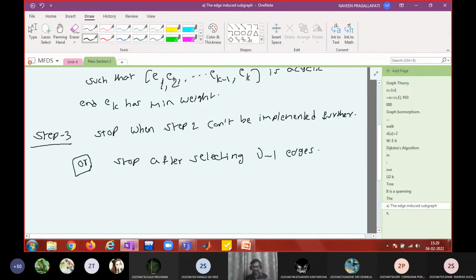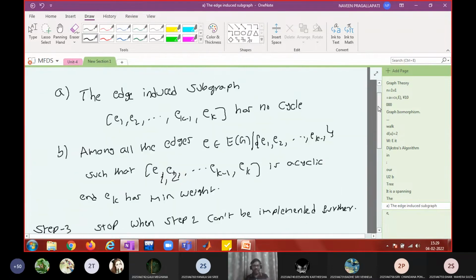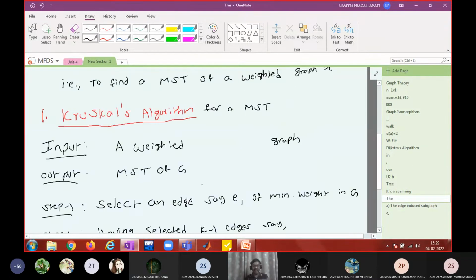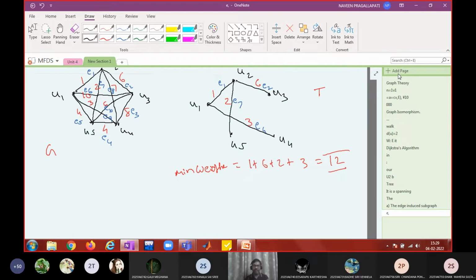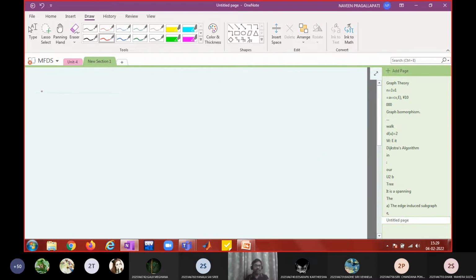So this is the first algorithm. Again, it is a greedy algorithm, right? This is also a greedy algorithm because it is asking for a minimum spanning tree. So just write one more algorithm and we will stop. Okay. So the second one is Prim's algorithm for MST. So write down the algorithm.